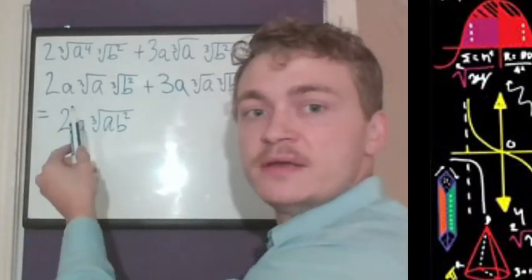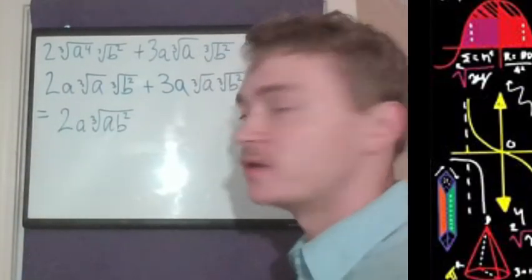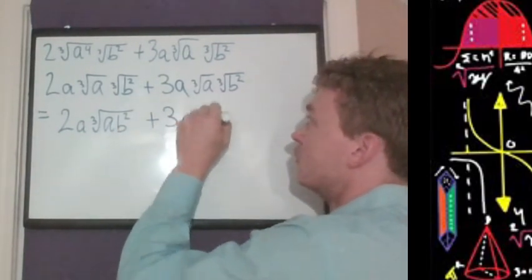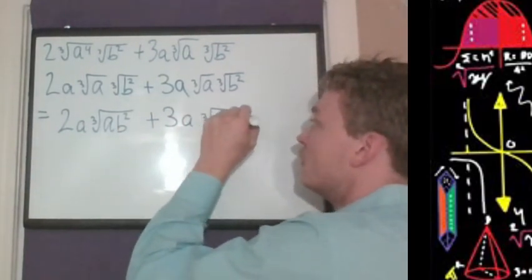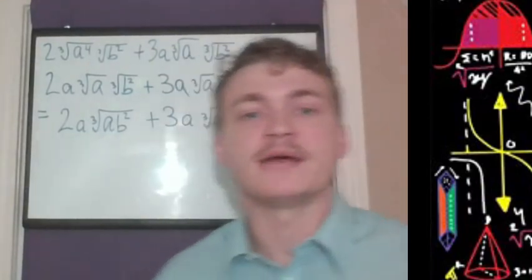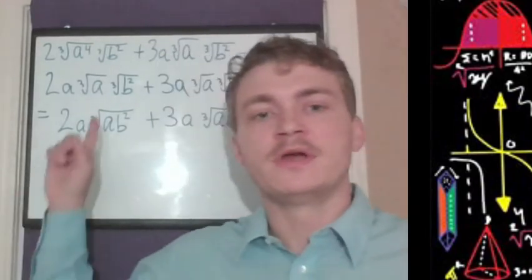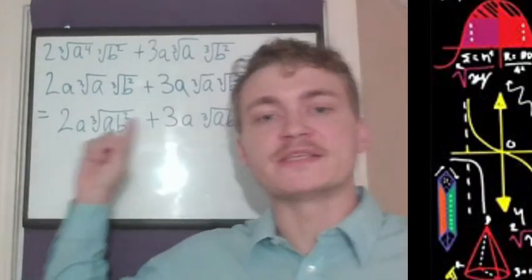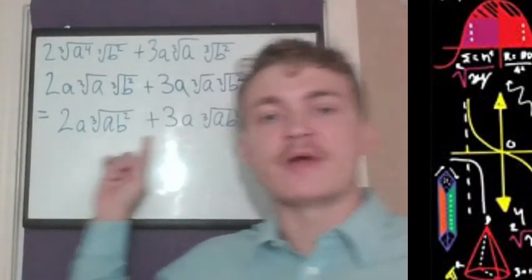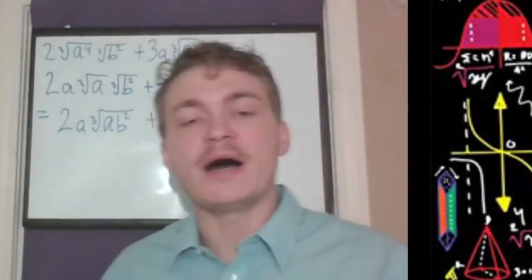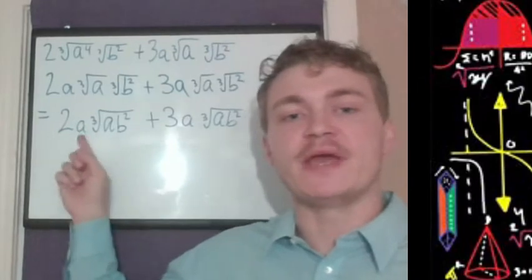Here, 2a times the cube root of ab squared plus 3a times the cube root of ab squared. Now, are these like radicals? Root or index of 3? Likewise, their radicands are exactly the same, ab squared. Thus, we combine their coefficients, 2a plus 3a.